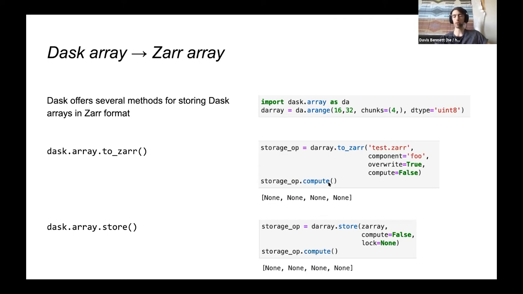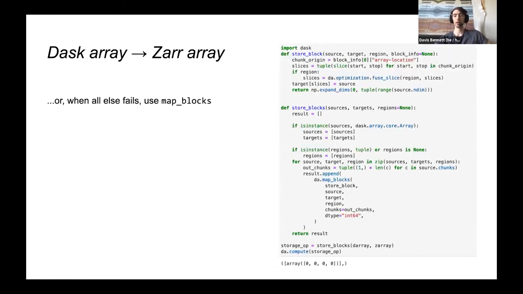And both of these operations, so to_zarr actually uses store, and both of them, I believe, use Dask delayed, which means that what you get back is essentially just a single thing that's a little bit hard to introspect. And then, as anyone who's tried to go hard has experienced, sometimes you have to go to map_blocks. And this is essentially the map_blocks solution that I actually end up using a lot. And I've been meaning to submit a PR to core Dask to talk about this.